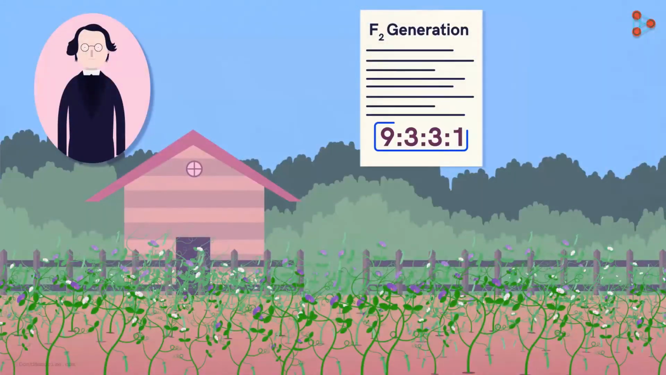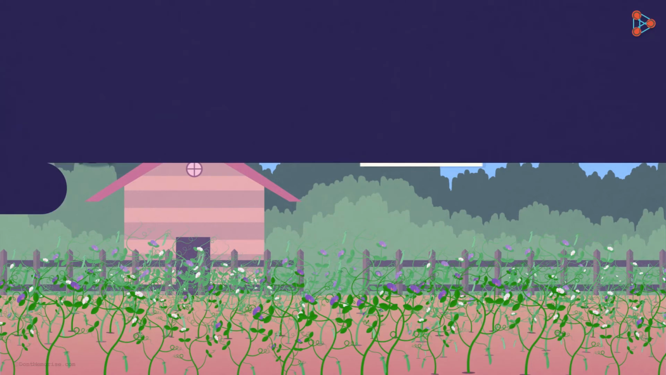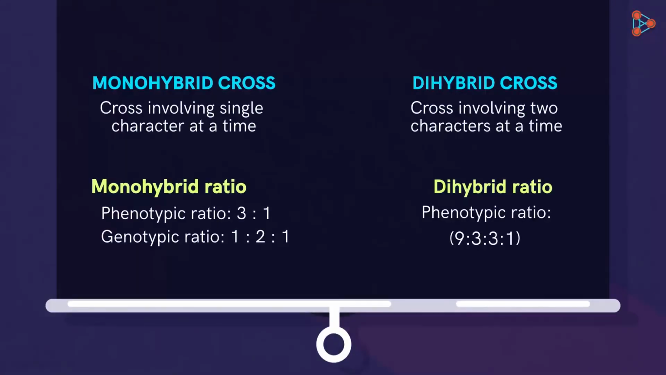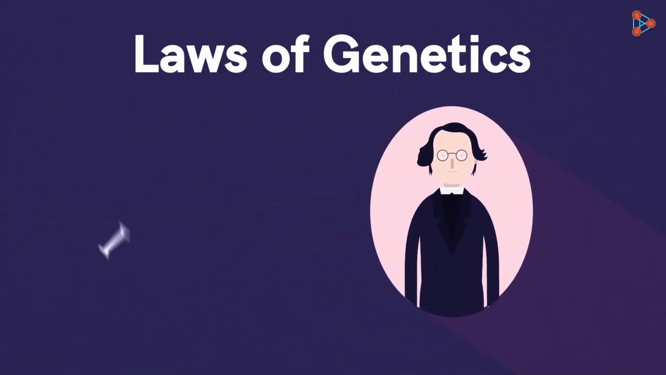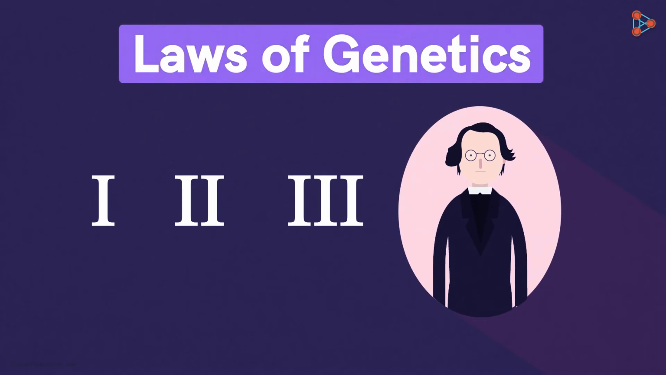So 9:3:3:1 is the phenotypic ratio for a dihybrid cross. Before we get deeper into experiments, let's have a look at the laws put forth by Mendel. Based on the observations of monohybrid and dihybrid crosses, Mendel established 3 extremely important laws in genetics. Let's have a look at them in the next part.